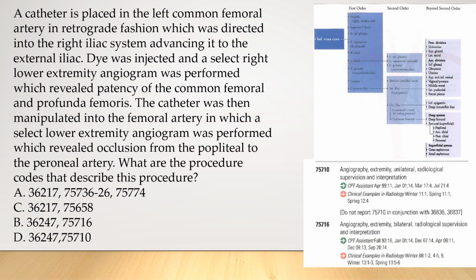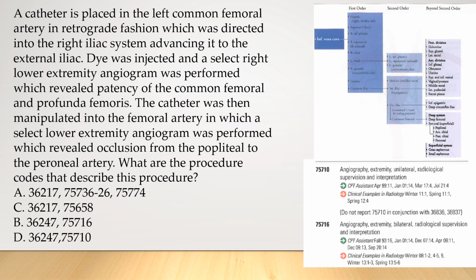Take one more example. The catheter is placed in the left common femoral artery in the retrograde fashion, which was directed into the right iliac system, advancing it into the external iliac. Dye was injected and select right lower extremity angiogram was performed, which revealed the patency of the common femoral and profunda femorals. The catheter was then manipulated into the femoral artery, in which a select lower extremity angiogram was performed, which reveals the occlusion from the popliteal to peroneal artery. What are the procedure codes to describe?